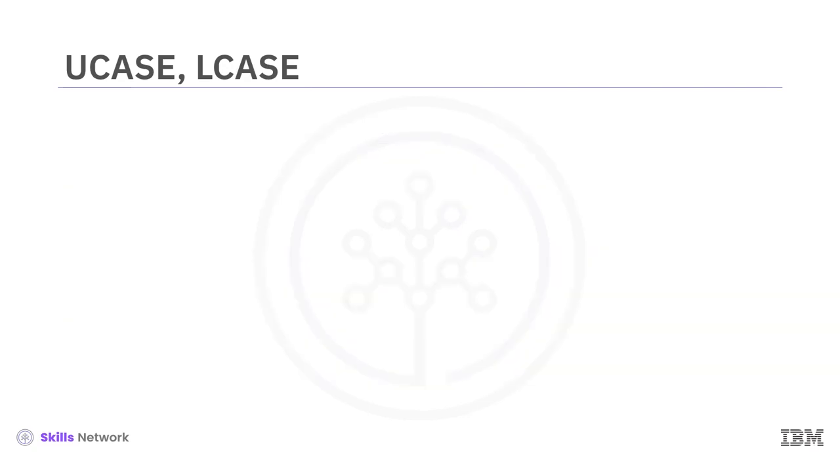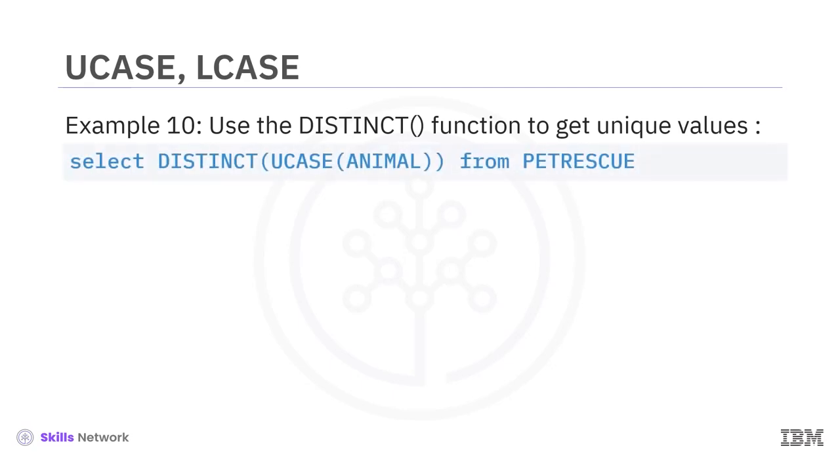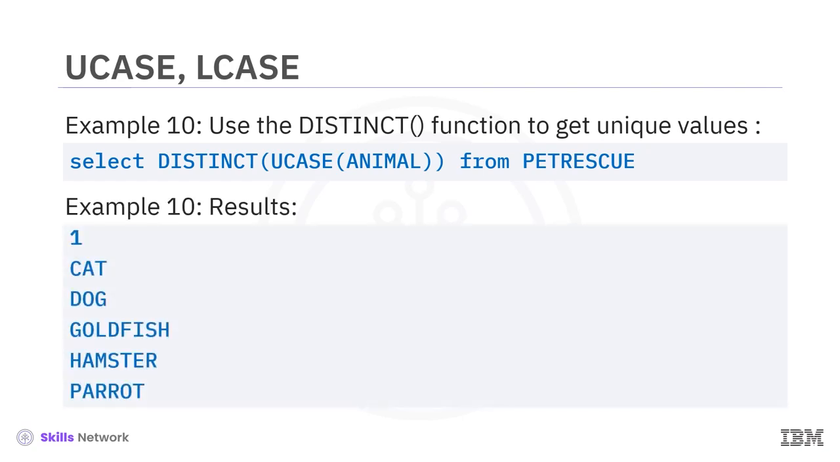You can also have one function operate on the output of another function. For example, to get unique cases for the animal column in uppercase, select distinct uppercase(animal) from pet rescue.